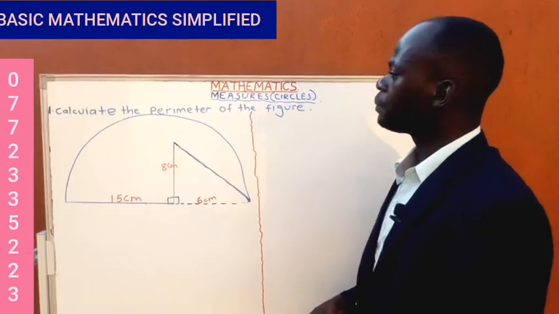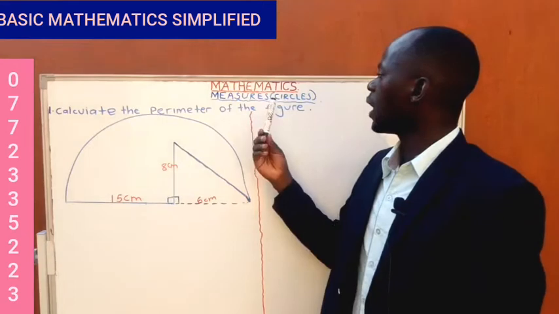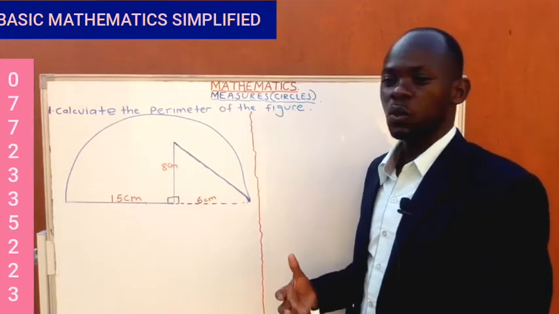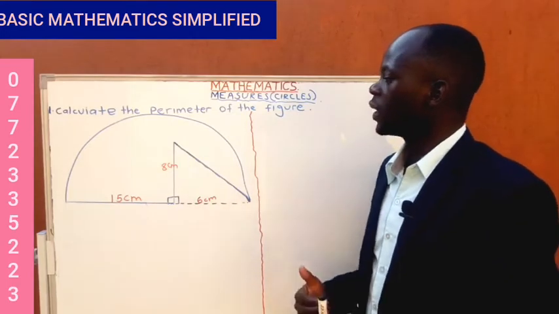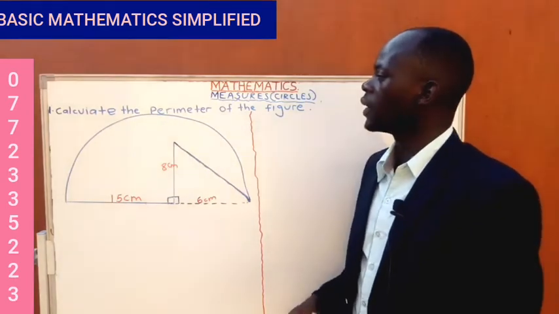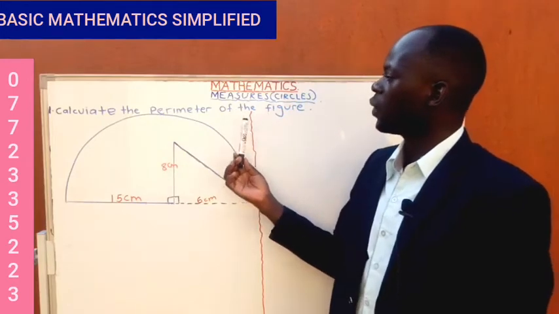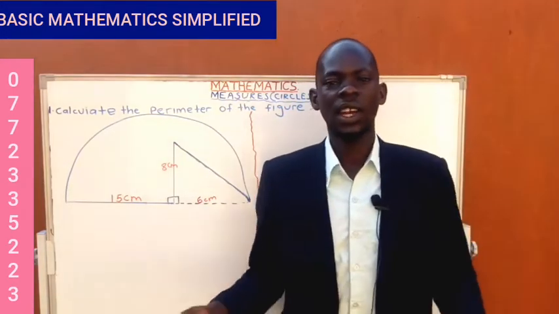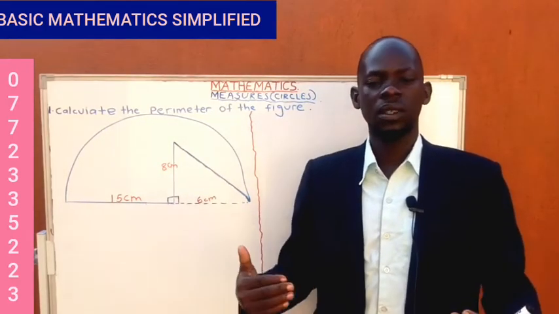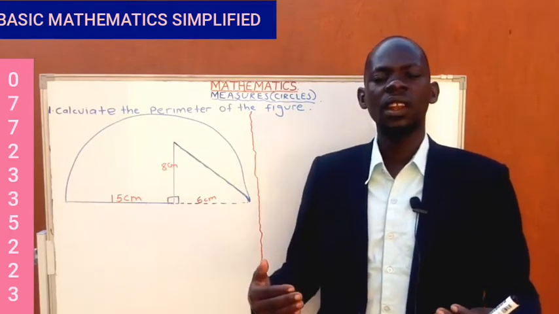Now, today we want to look at something about circles, that is under measurements. Someone requested that I should also touch on this because he wanted some clue about it. So they are saying that we calculate the perimeter of the figure. Remember, I told you that perimeter is the distance round a given figure.